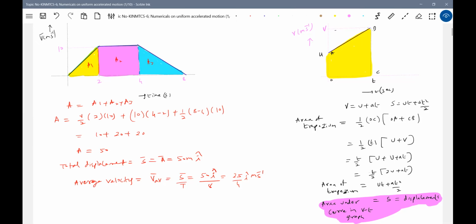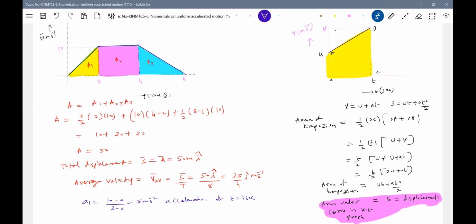The slope. I think everyone knows how to calculate. So what is the acceleration? The slope of this curve. So therefore the next part will be acceleration. A1 should be equal to 10 minus 0 by 2. 5 meter per second square. This is the acceleration at t equal to 1 second.